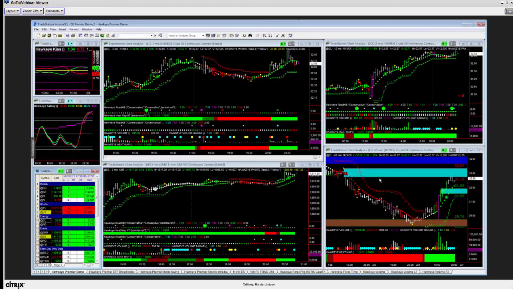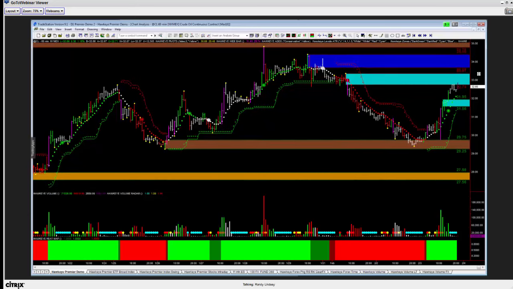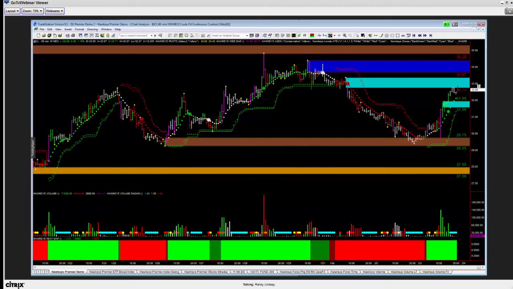All right, so here's the 60-minute setup. I like to have the zones on the 60-minute chart because what the 60-minute chart shows me is like a price magnet. These zones are very well behaved around 60-minute areas, and so what we're looking for is price interacting between these areas.